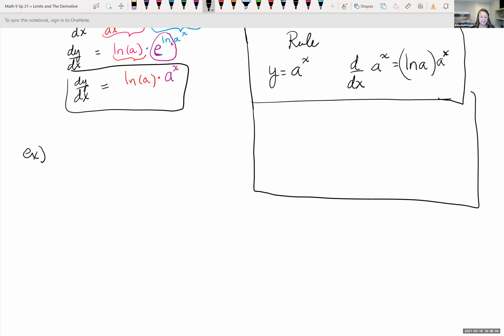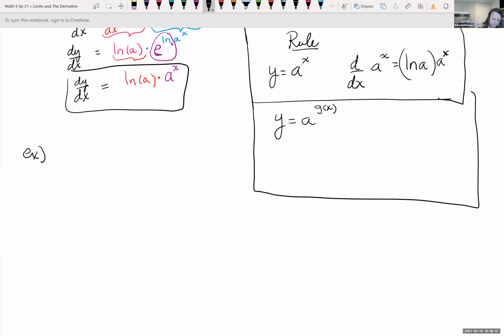So before I pull in an example where a base is not e, let's talk about the rule if our exponent was a function. Let's say y is equal to a raised to the g of x power. It's kind of similar to the e. So basically, it's the derivative of our exponent.